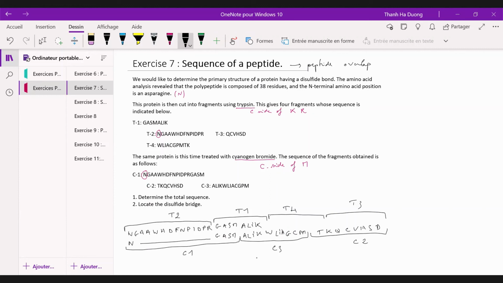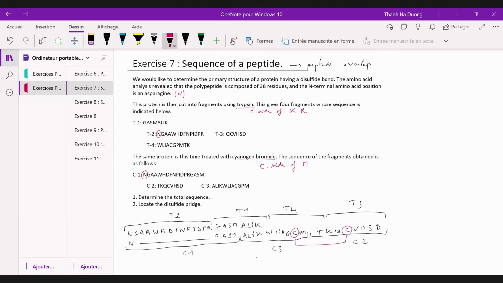So if we answer the question of where the disulfide bridge is, it's between the two cysteines. So you have only two cysteines in this peptide, so it will be here and here. Okay? Tell me if you have question. No question.